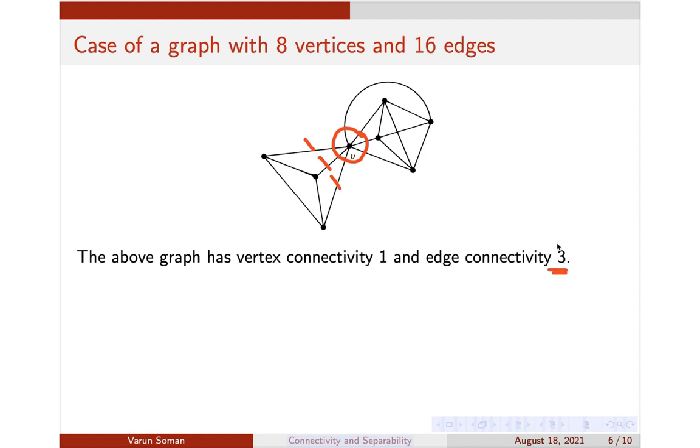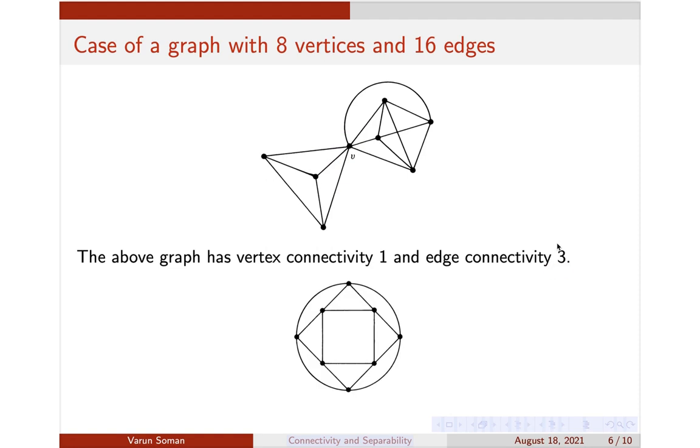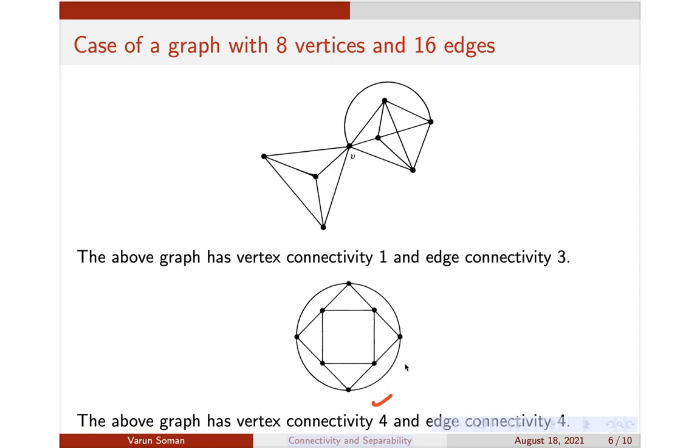Similarly, I'm going to give you another graph with 8 vertices and 16 edges. Now if you look at this graph closely, you can try to find the vertex connectivity and edge connectivity here. Just think of how many vertices to remove so that this graph will become disconnected. Actually, the vertex connectivity of this graph is 4. You can think of 4 vertices which will disconnect this graph, and also 4 edges will disconnect this graph.